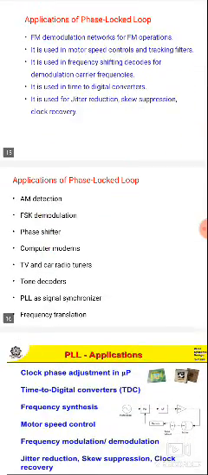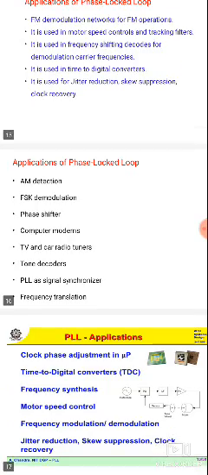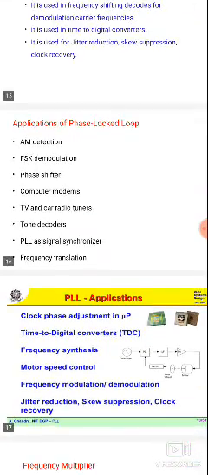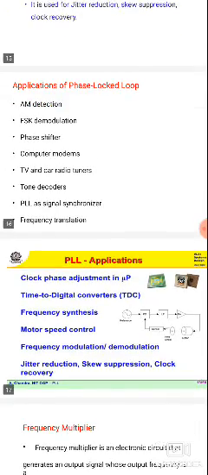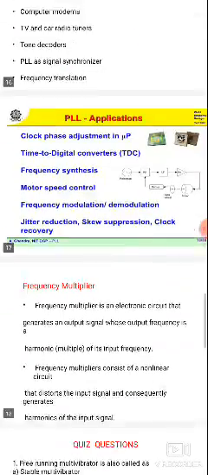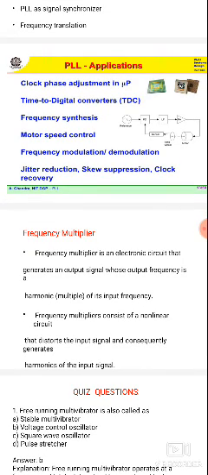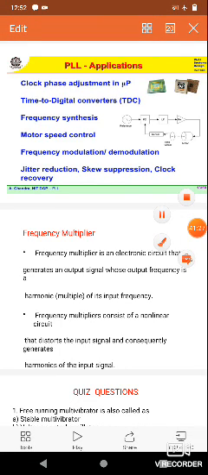Applications: AM detection, FSK demodulation, phase shifter, FM demodulation network, speed control systems, time to digital converters, jitter reduction and skew suppression, clock recovery system, frequency shifter, decoding, demodulation in carrier, computer modulation and demodulation, TV, car radio tuners, tone decoders, signal synthesizers, frequency translations. The main application is as a time to digital converter. Next, motor speed controls and frequency multiplier.